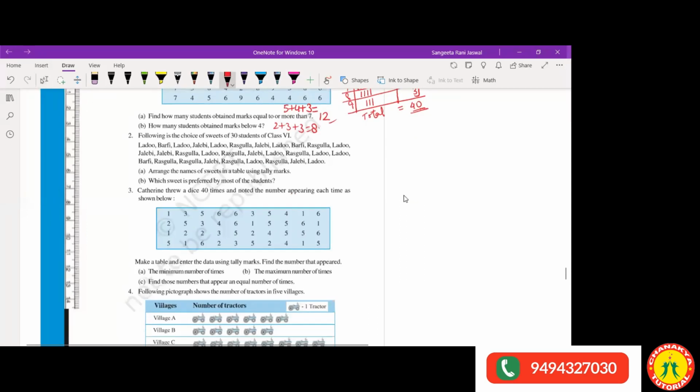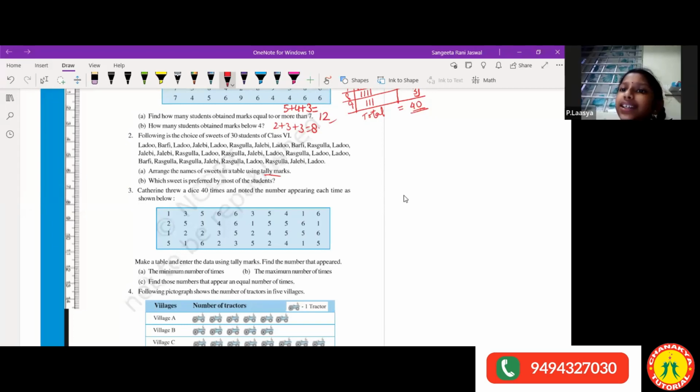Let's make another table. Following is the choice of sweets of 30 students of class 6th. Laddu, barfi, laddu, jalebi. All these names of sweets are written here. Arrange the names of sweets in the table using tally marks. You have to make a tabular form with tally marks. Which sweet is preferred by most of the students? Let's make a tally form first. Let's make a table. Now, what will be your first column here?